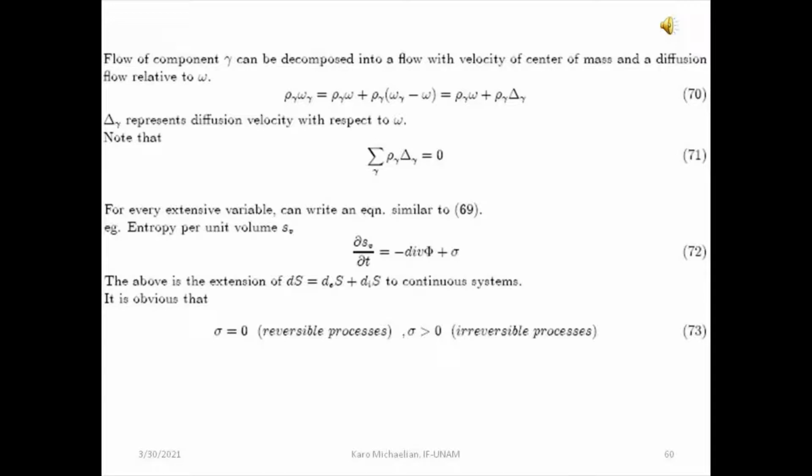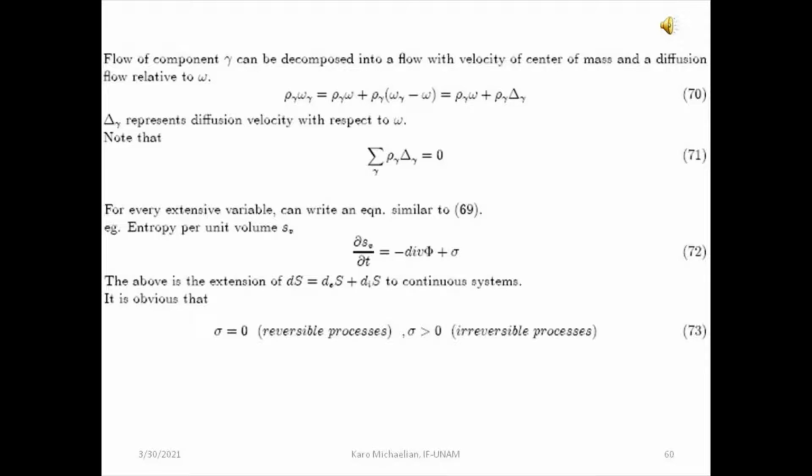So not only for the mass density, but for every extensive variable, we can write an equation very similar to equation 69. For example, for the entropy per unit volume, we have a term which is equal to the divergence plus another term, sigma, which is equal to the production. The divergence is the flow of entropy over the boundary of the system, and sigma is the production due to irreversible processes occurring inside the system.